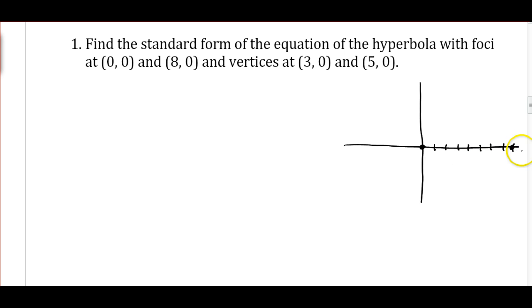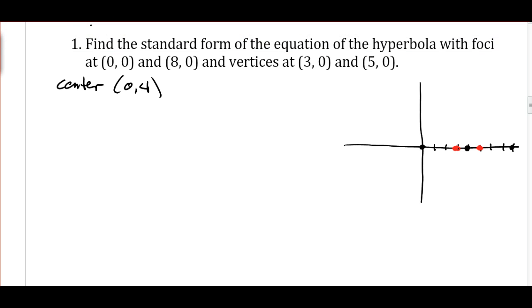Alright, so I know my center is going to be directly in between there, so it's got to be 4 units from each. So my center, let's go ahead and write that down, is going to be at 0, 4. It's got to be right in between. And I've got vertices at 3, 0, let's put those in a different color, and 5, 0.